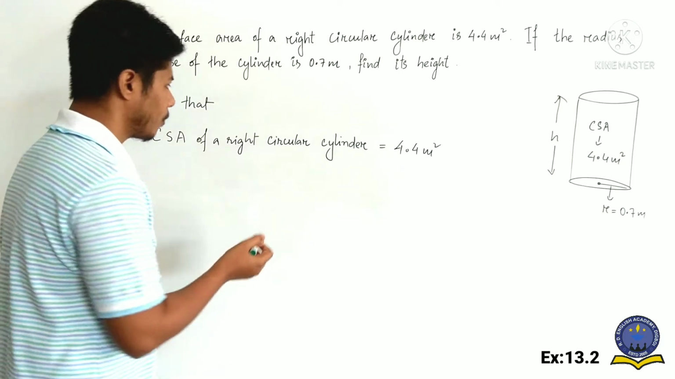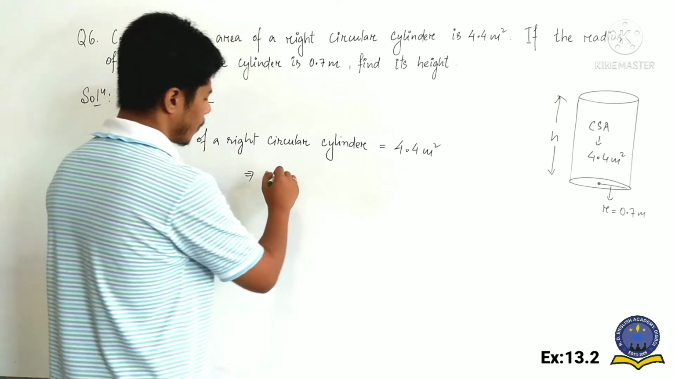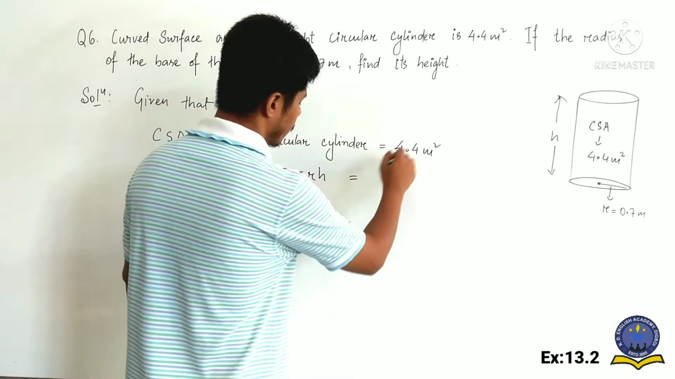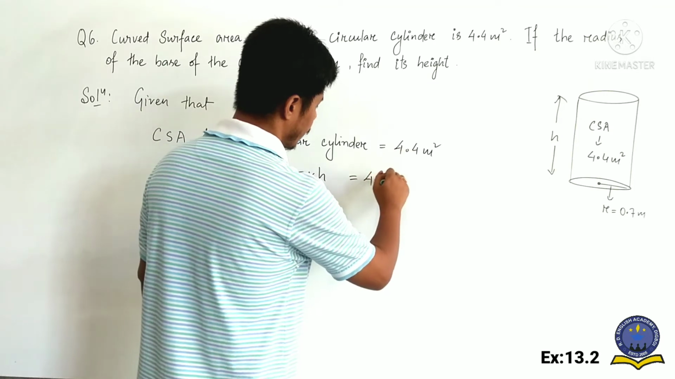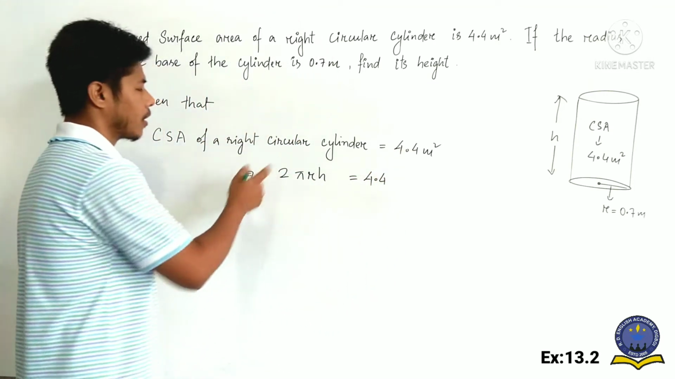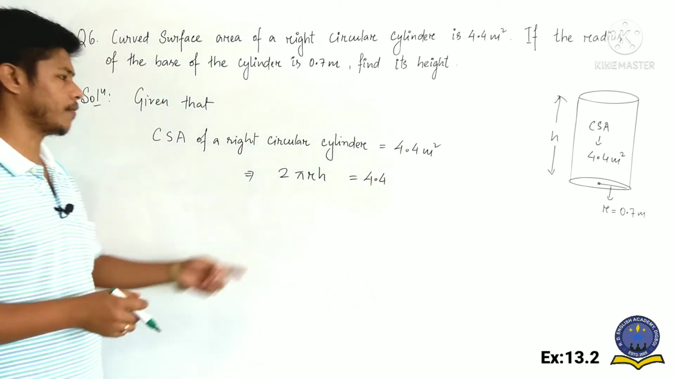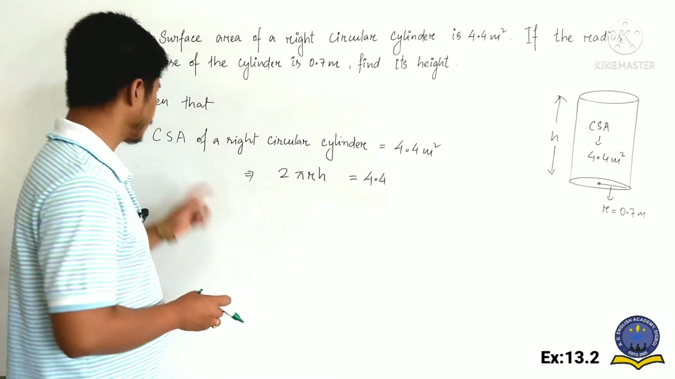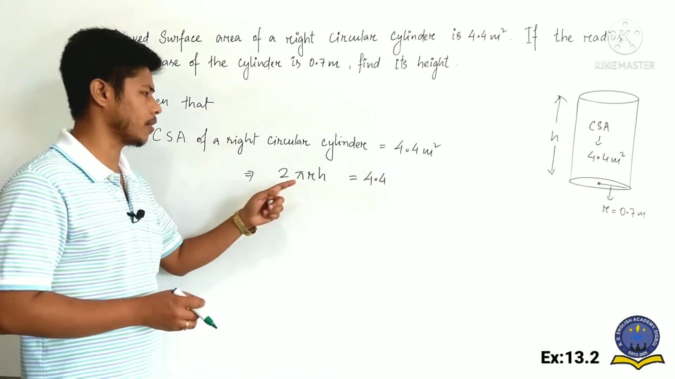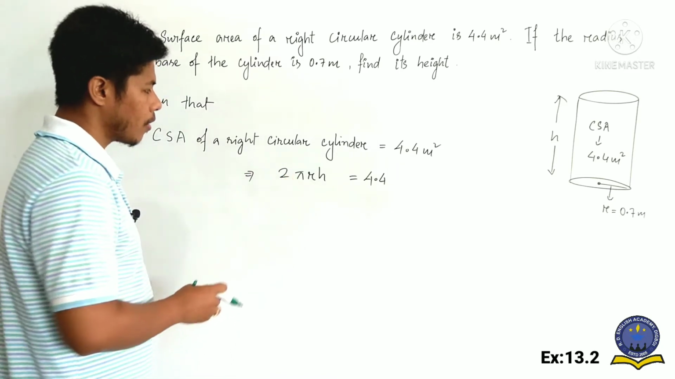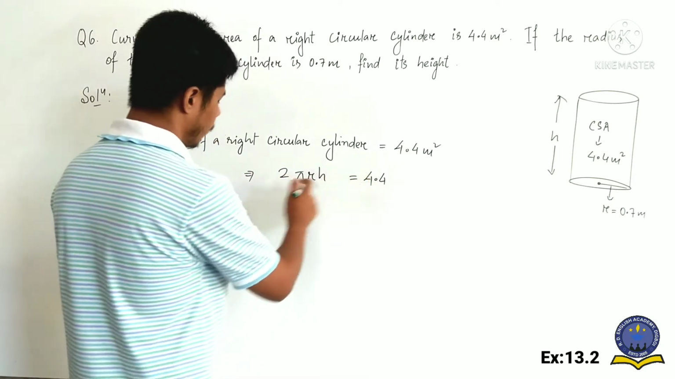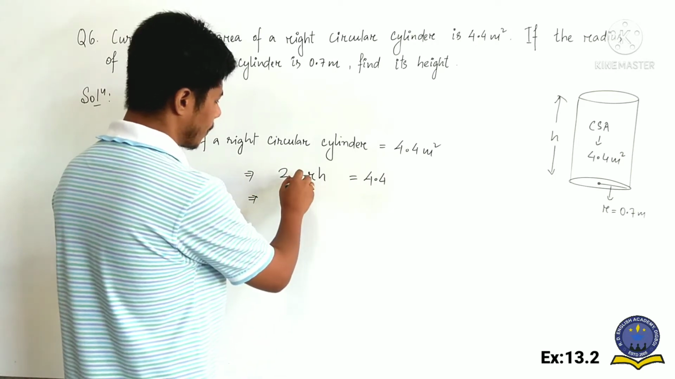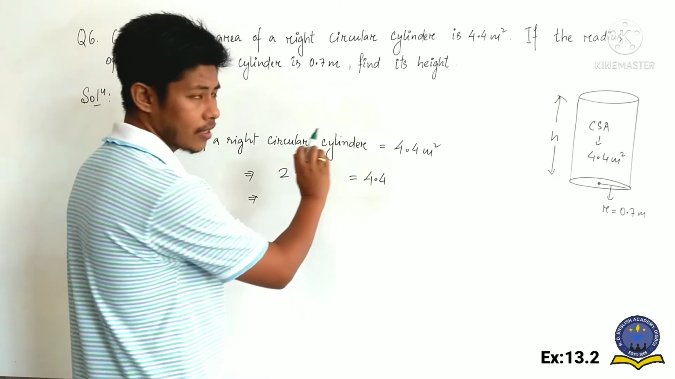Now one thing we know: the formula for the curved surface area of a right circular cylinder is 2πrh equals 4.4 meter square. All of you know this formula. In place of the curved surface area of a right circular cylinder, we put this value. If we calculate this 2 with 4.4, how much remains? Or if you put the value directly in πrh, that is also okay.